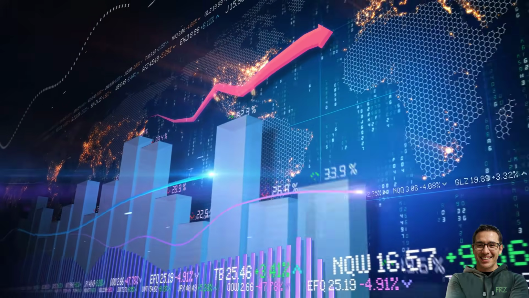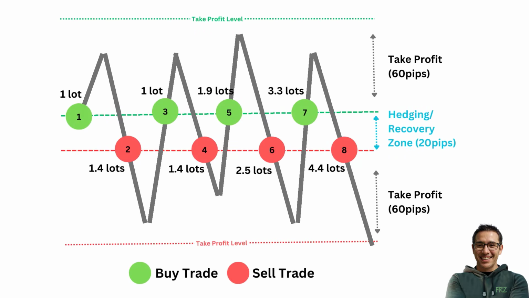Let's get started. Hedging usually involves entering an initial trade with a take-profit level in any direction of the trader's choice, and then deciding on a hedging or recovery zone. If the price goes against the initial trade direction and reaches the other side of the recovery zone, then the trader will open another trade in the opposite direction with a higher lot size with the same take-profit level.